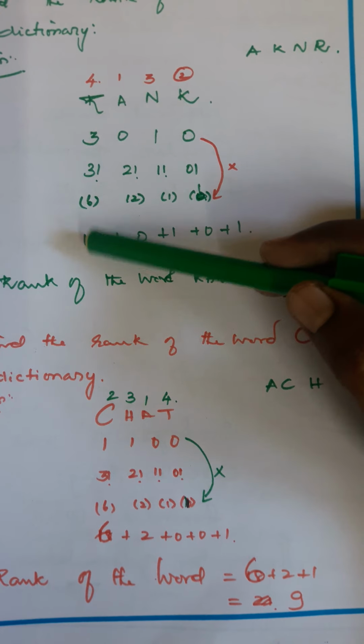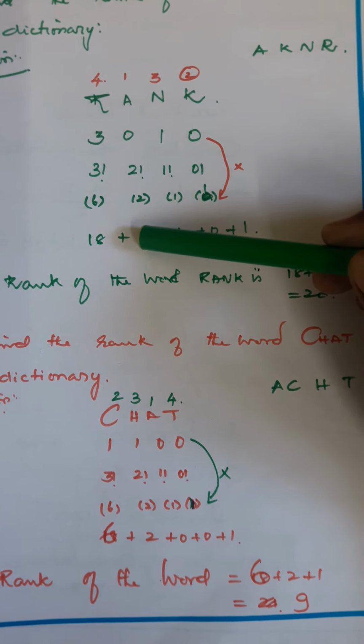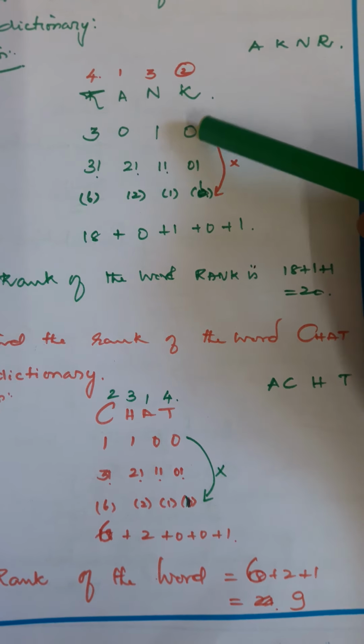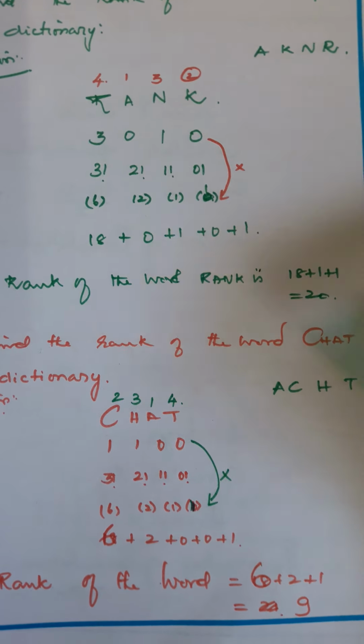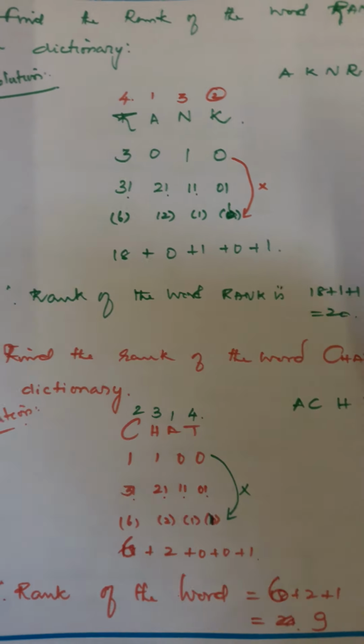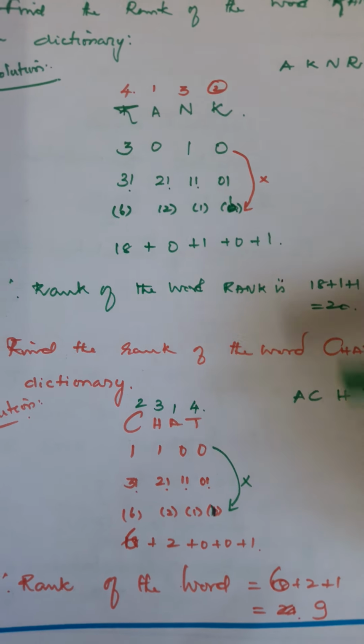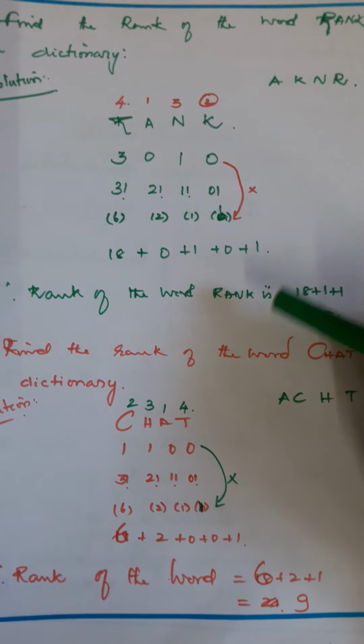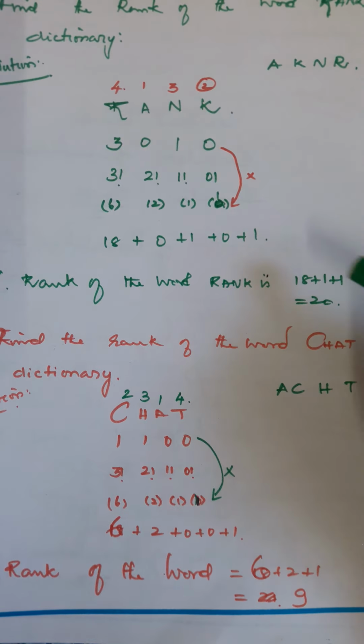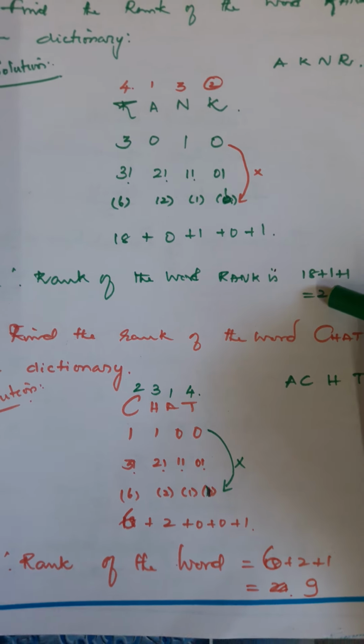So 3 into 6 is 18, 0 into 2 is 0, 1 into 1 is 1, and 0 into 1 is 0. After that you have to add 1. Therefore, the rank of the word is the sum of the values: 18 plus 1 plus 1 is 20.